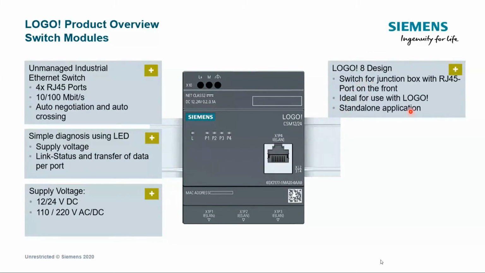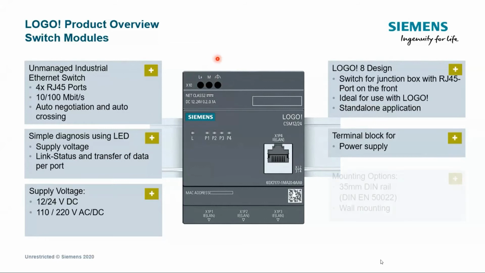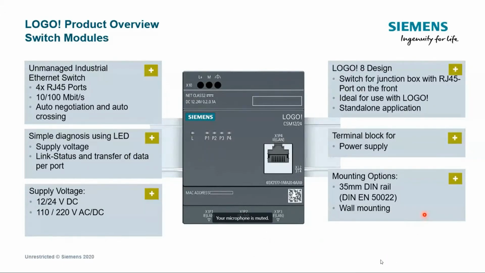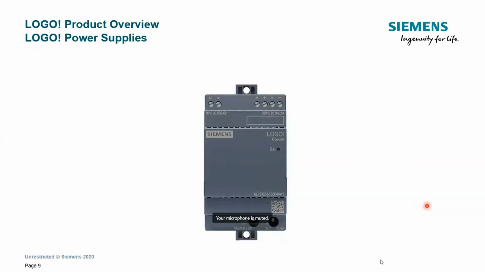Again, it's in the LOGO design, so it suits the distribution boards, but also it can be used as a standalone, so it doesn't have to be with LOGO. So if you need a simple basic switch inside the distribution board, then this will do the job. Power supply connectivity here is via a removable terminal block, and it can be mounted on a DIN rail or even a wall mount. So it can be mounted directly on a wall. Alright, so that was the switch.